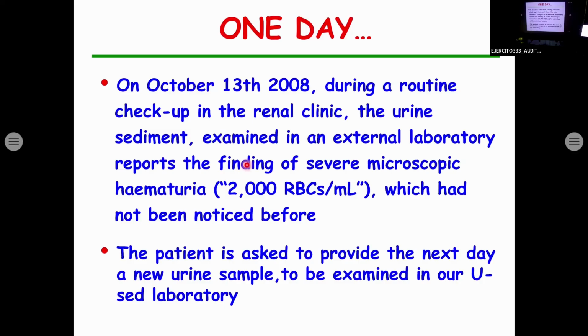One day, on October 30th, 2008, during a routine checkup in the renal clinic, the external laboratory examining the urine sediment reported the finding of severe microscopic hematuria, which was absent before, 2,000 red blood cells per milliliter, which had not been noticed before. At this point, I asked the patient to supply a new urine sediment the day after, in order to see if it is true that the microscopic hematuria, which was absent before, has actually appeared.